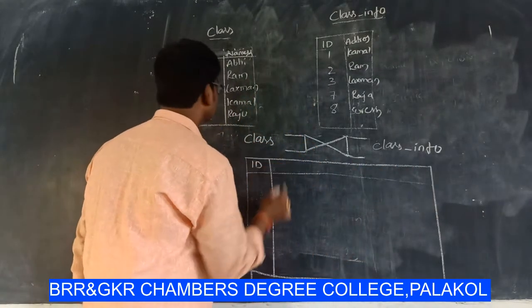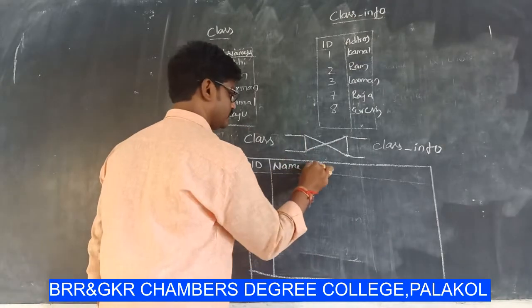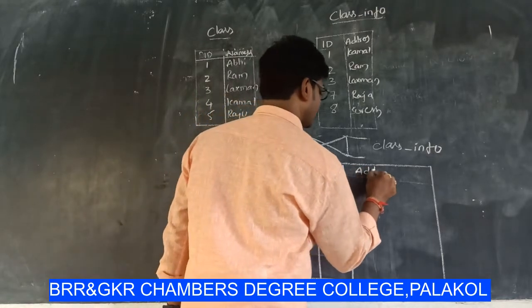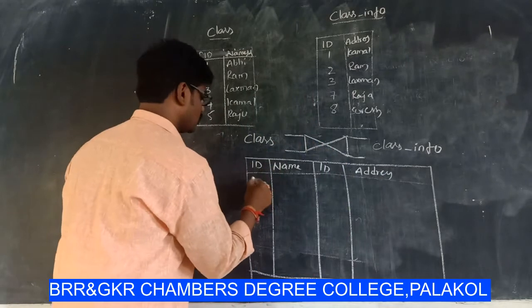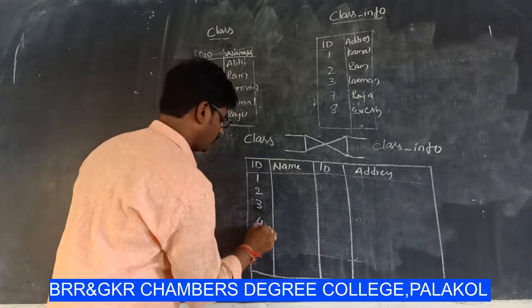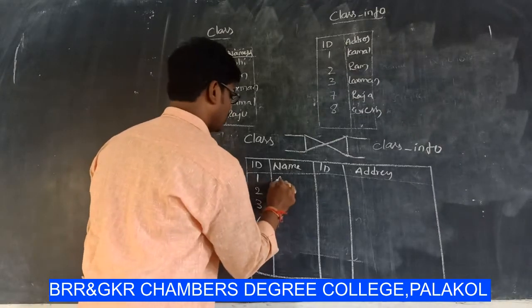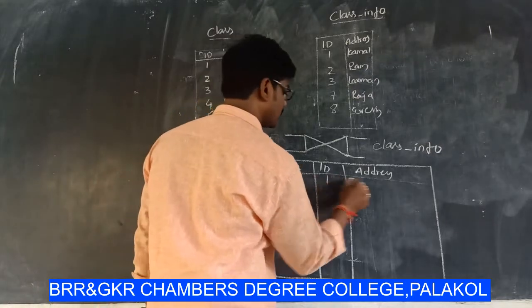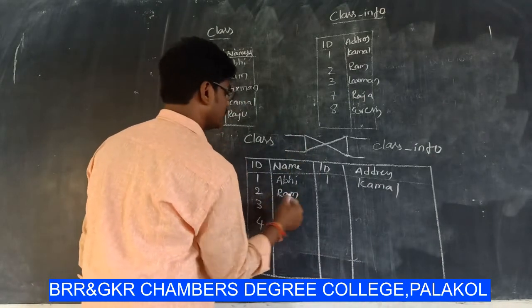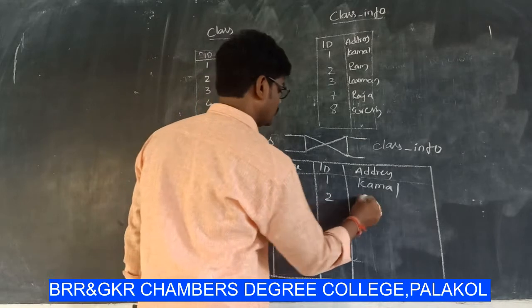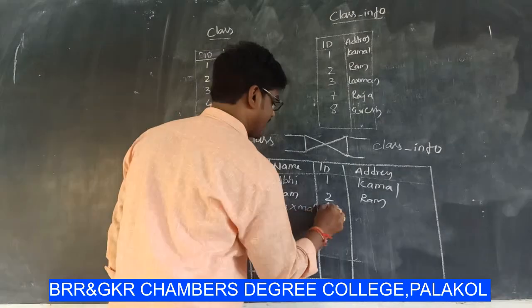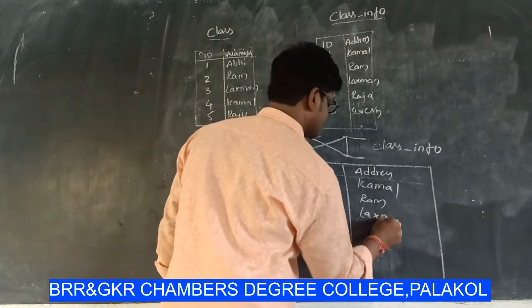ID, name, ID and address. Okay, so 1, 2, 3, 4, 5. So Abhi, 1, Kamal. These are the matched ones. 2, Ram. 3, this is the matched one.